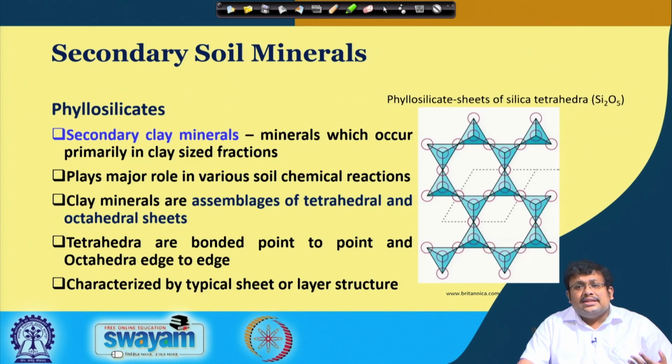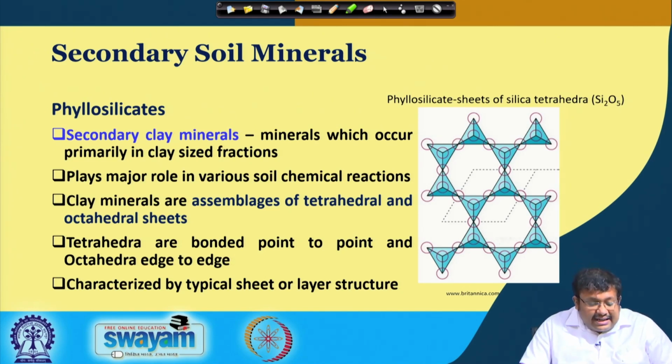Phyllosilicates, as you know, the secondary clay minerals or simply the clay minerals are the best example of phyllosilicates, which occur primarily in the clay size fraction. Why are they called clay minerals? Because they occur in the clay size fraction, and they play a major role in various soil chemical reactions. Clay minerals, remember, are assemblages of tetrahedral and octahedral sheets. Basically, they are a combination of tetrahedral sheets and octahedral sheets in different stacking arrangements.